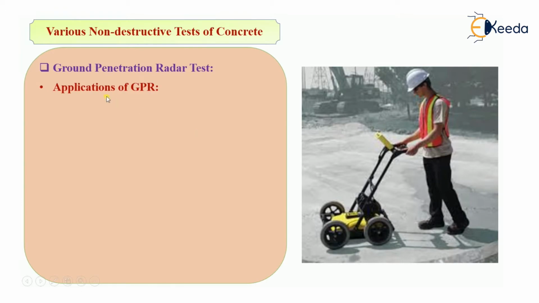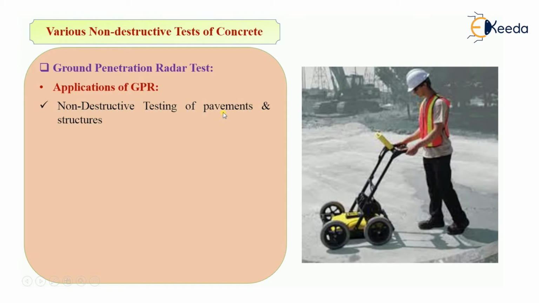Now let's see what the applications of this GPR, the ground penetration radar test, are. The first is non-destructive testing of pavements and structures. In this method we can detect and locate various cracks, defects and flaws in concrete structures, especially in pavements and structures. We just put the GPR equipment over the concrete surface, say on the pavement, and then we detect various properties of the concrete, as you can see in the picture.